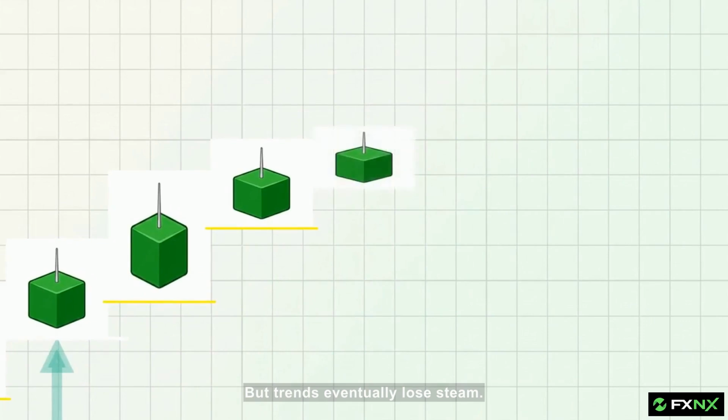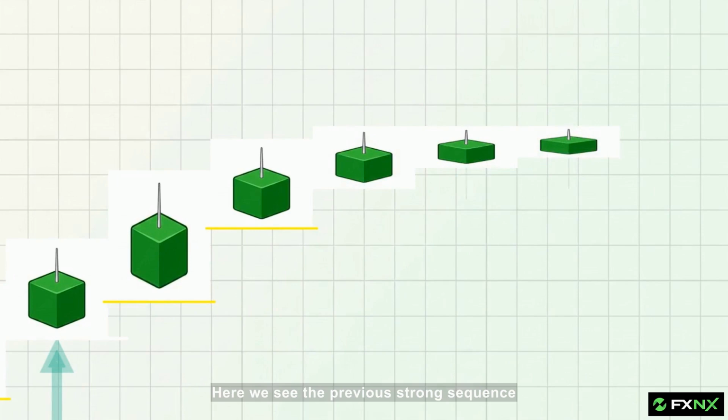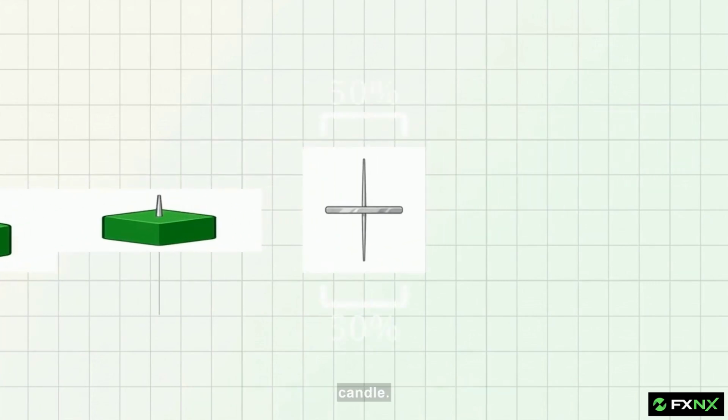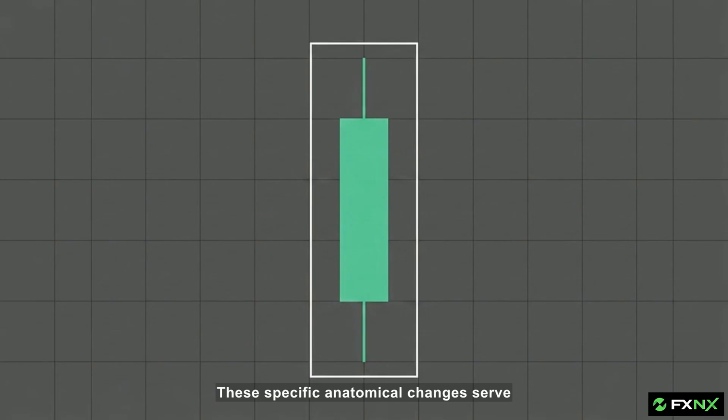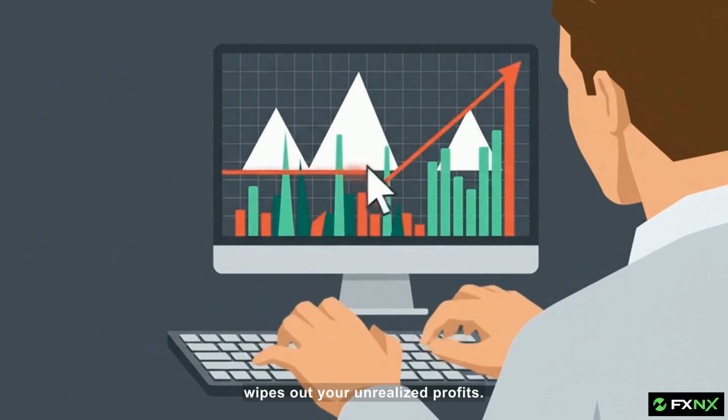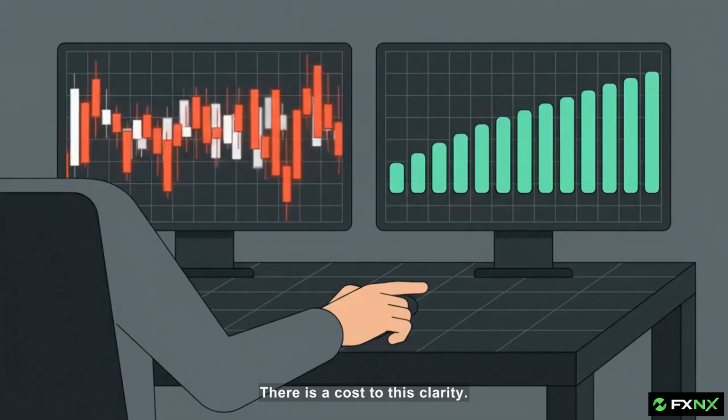But trends eventually lose steam. Here, we see the previous strong sequence giving way to smaller green bodies, and notice that wicks are now emerging from both the top and the bottom. The momentum halts completely on a single doji candle. This tiny body, framed by equally long wicks on the top and bottom, shows a perfectly balanced mathematical tension between buyers and sellers. These specific anatomical changes serve as a highly accurate early warning diagnostic. They give you the logical cue to tighten your stop losses before a full market reversal wipes out your unrealized profits.